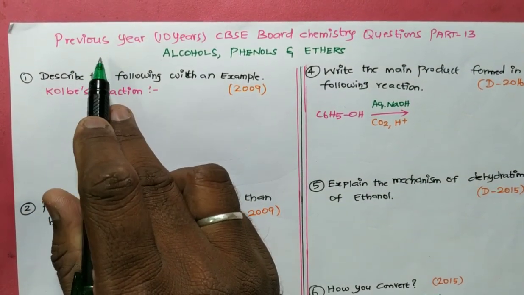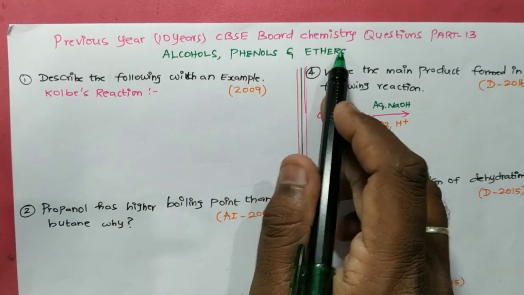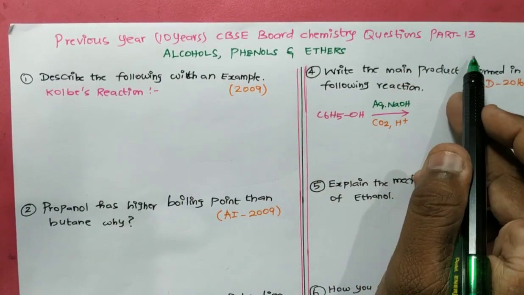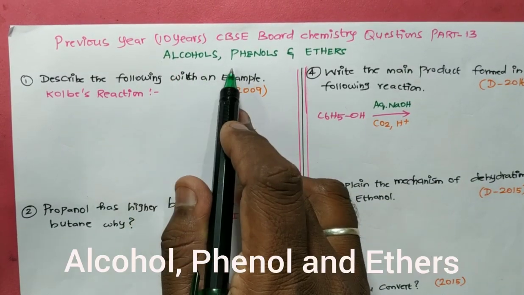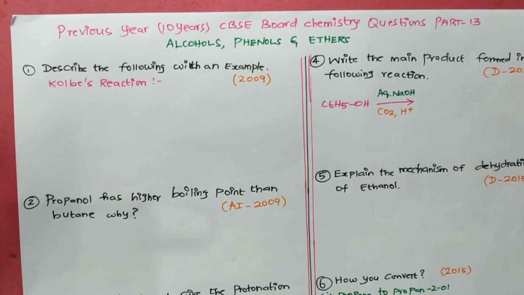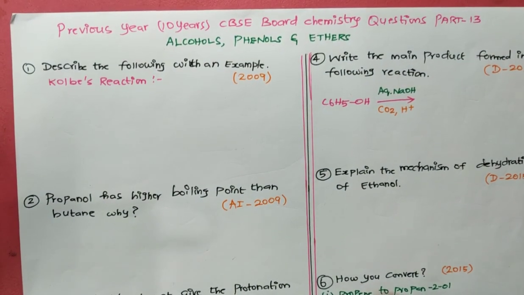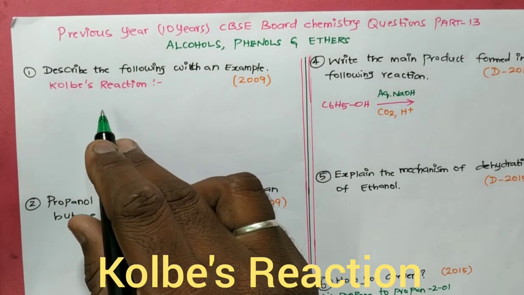Today we are going to discuss the previous 10 years of CBSE board chemistry questions, part 13, in which we are going to discuss the chapter on alcohols, phenols and ethers. So here the first question is: describe the following with an example. Kolbe's reaction is the one they are giving.